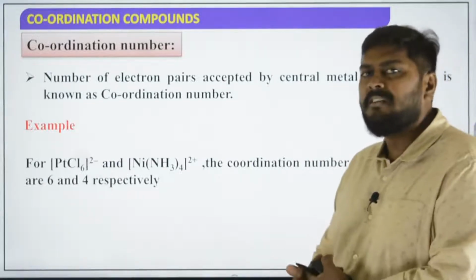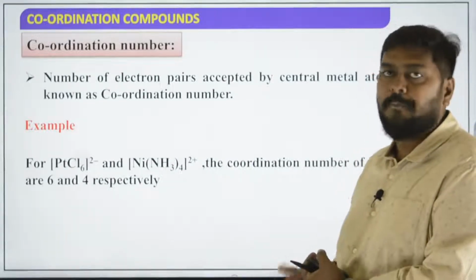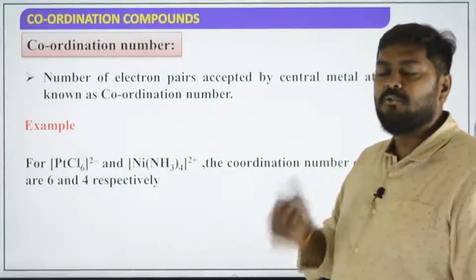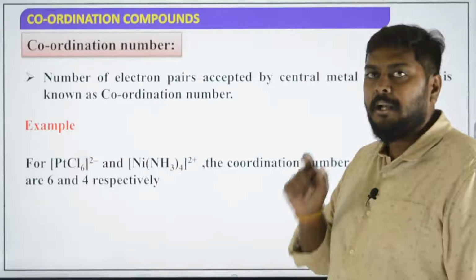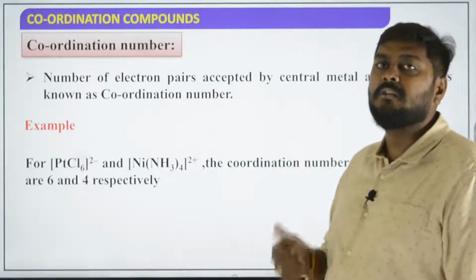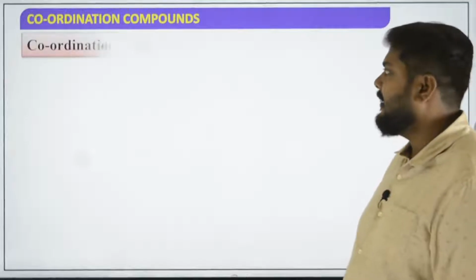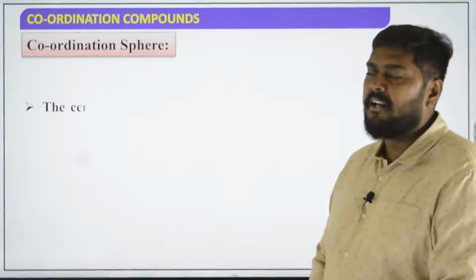Or else, how can we predict the coordination number? எத்தனை coordinate bond central metal atom சுத்தி இருக்குன்னு பாருங்க. எத்தனை coordinate bond central metal atom சுத்தி இருக்கோ, that is called the coordination number. இது ஆல்ரெடி நான் வேர்னர்ஸ் தியரியில சொல்லியிருக்கேன், right? Next one is coordination sphere.